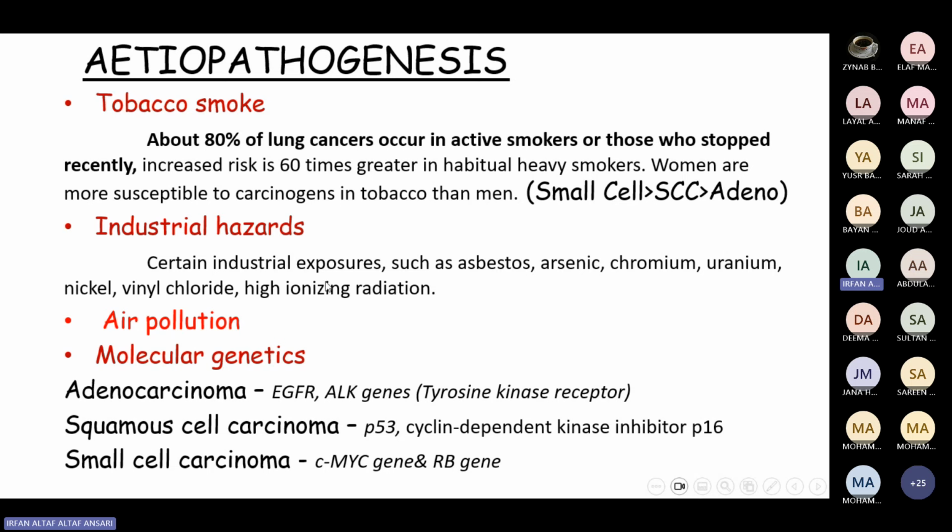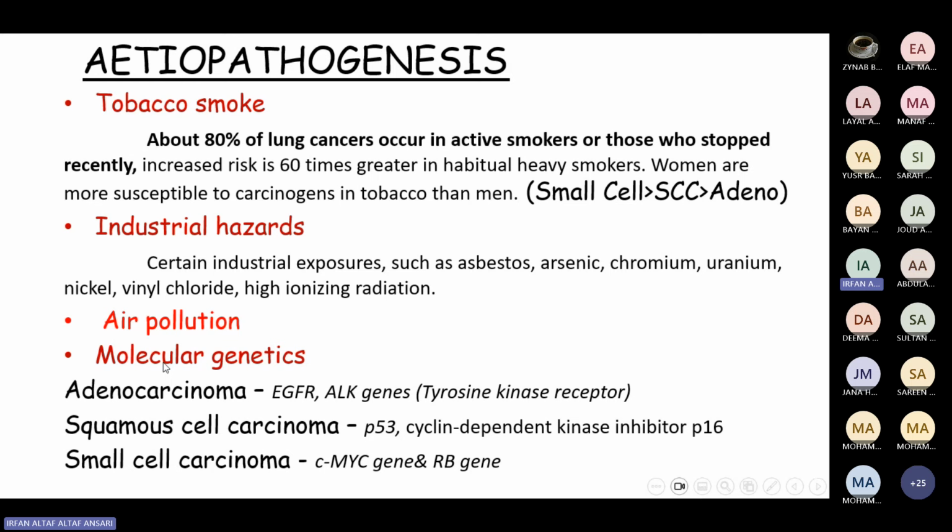Industrial hazards include exposure to industrial toxins like asbestos, arsenic, chromium, uranium, nickel, certain dyes, and vinyl chloride, which we use in the plastic and latex industries, and radiation. So those who work in the radiology department, or are exposed to uranium mining or nuclear exposure, are all known to develop lung carcinoma. Air pollution is also a common cause of lung carcinoma. That's why even non-smokers develop lung cancer; other causes could be pollutants in the air.